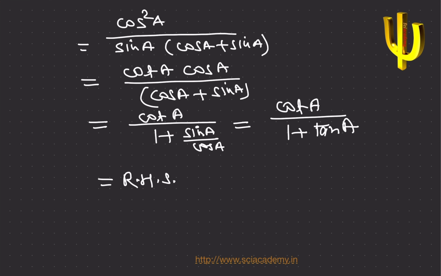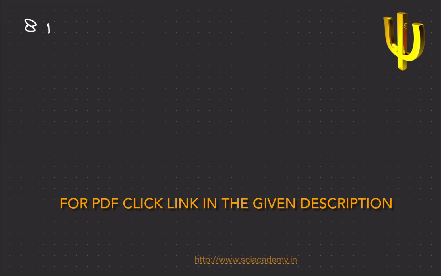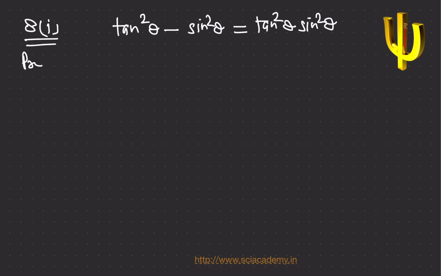So students, now we will solve the next problem, that is problem number 8 of the textbook of the ICSE board. The problem is, prove that tan square theta minus sin square theta equals tan square theta sin square theta. So let us solve this.